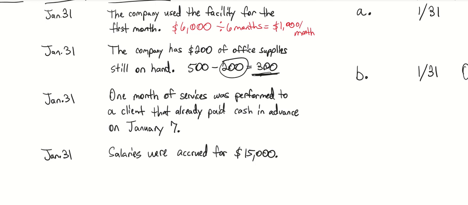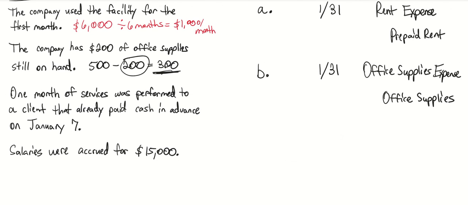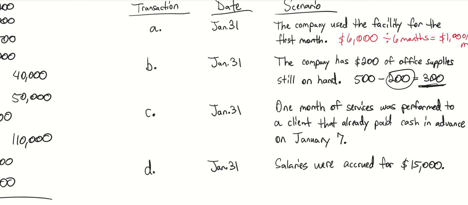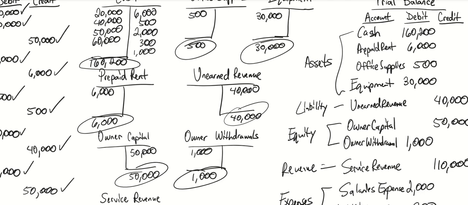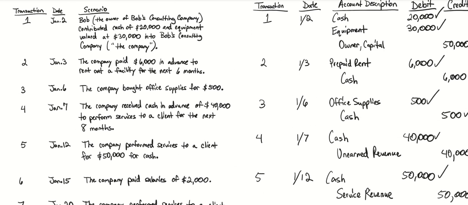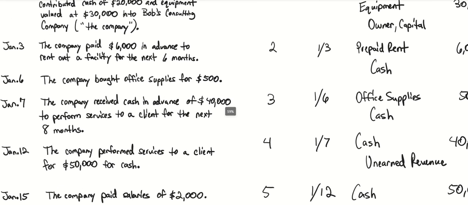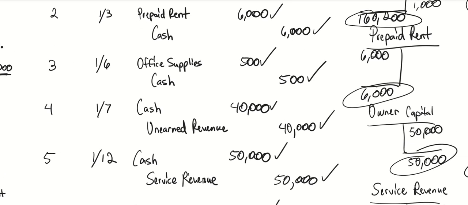So January 31st, 1 month of services was performed to a client that already paid cash in advance on January 7th. Great. So let me go ahead and put the entry together. Now let's go back over to January 7th just to see what they're talking about. Okay, January 7th. All right, so transaction 4, the company received cash in advance of $40,000 for services to be performed to a client for the next 8 months. So that entry here was a debit to cash for $40,000, credit to unearned revenue for that same amount.